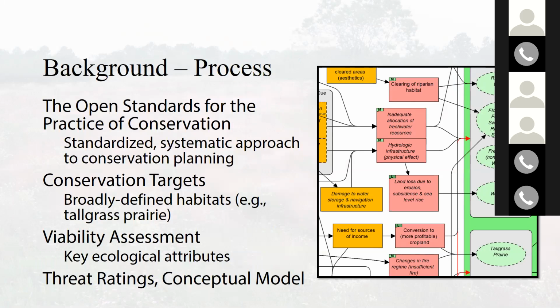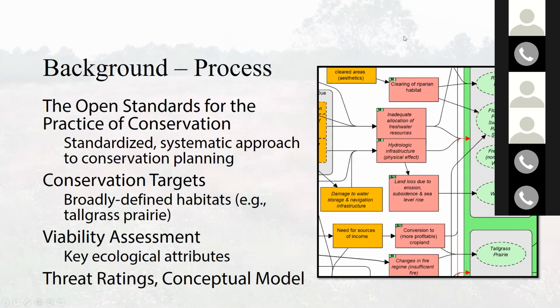So the process we followed for this, we used the Open Standards for the Practice of Conservation, basically just a standardized, systematic approach to conservation planning. Some of you may be familiar with it. It's similar to other conservation planning systems that exist out there. The basic idea is to work together to set a vision for your project, to identify conservation targets, set goals, and identify threats and factors that contribute to those threats or could potentially mitigate those threats. And you end up with a conceptual model over here. This is just a clip of that conceptual model, not the entire thing, but just to give you an idea of how it works.